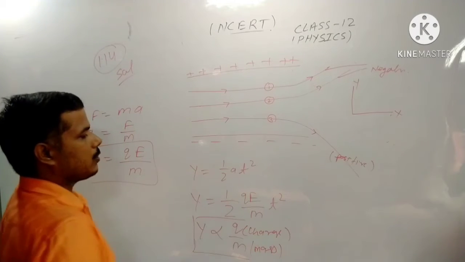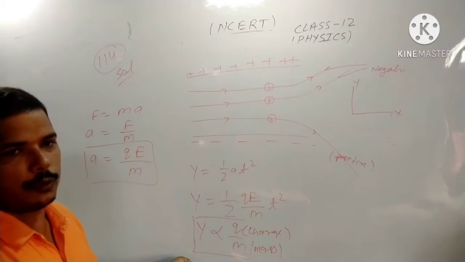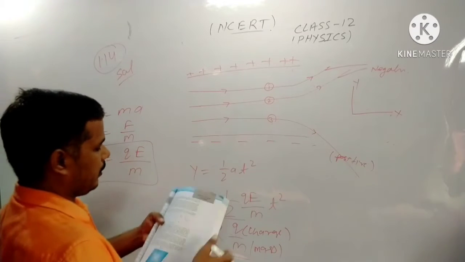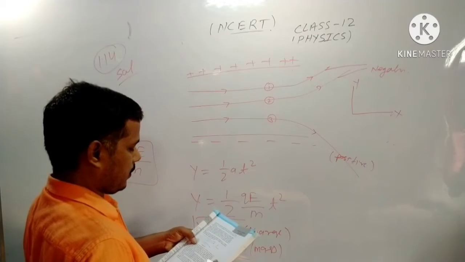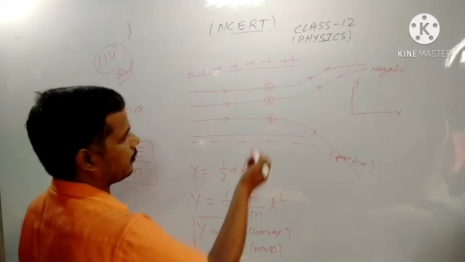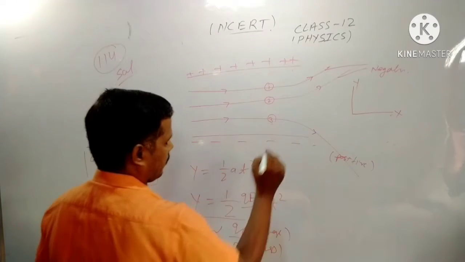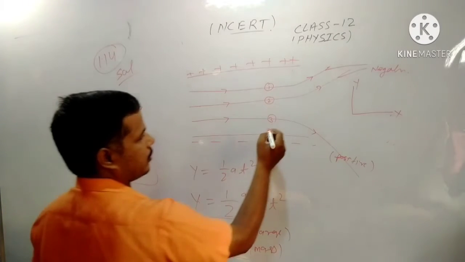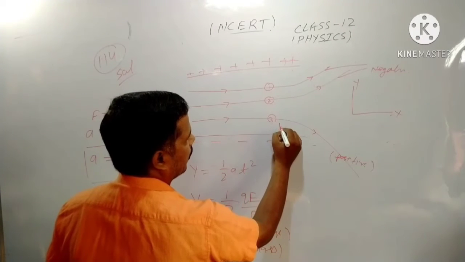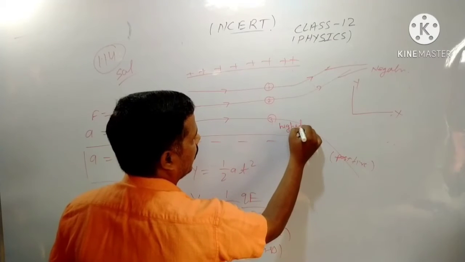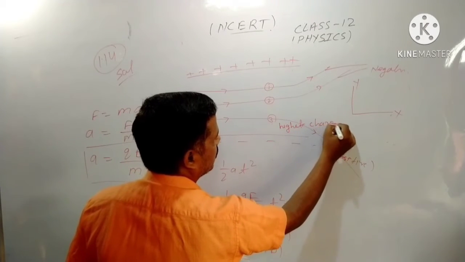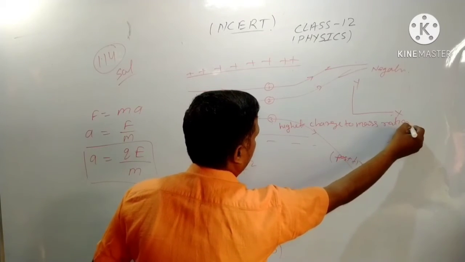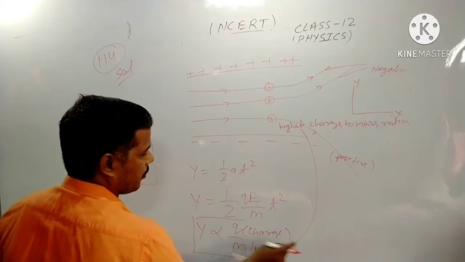So the ratio of charge and mass is maximum for the y axis. So we can say that this one, ray 3, has the highest charge to mass ratio. From here we can say this using this.